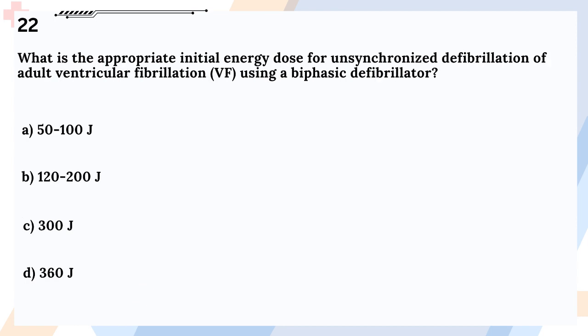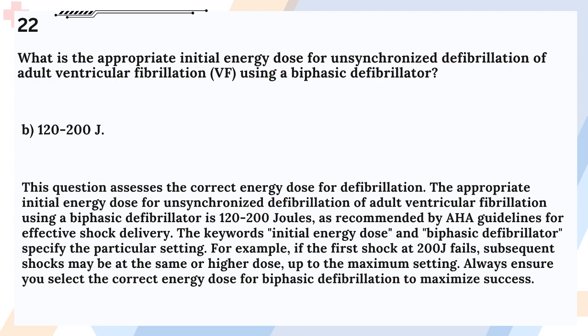Question 22. What is the appropriate initial energy dose for unsynchronized defibrillation of adult ventricular fibrillation, VF, using a biphasic defibrillator? A. 50 to 100 J. B. 120 to 200 J. C. 300 J. D. 360 J. Answer: B. 120 to 200 J.